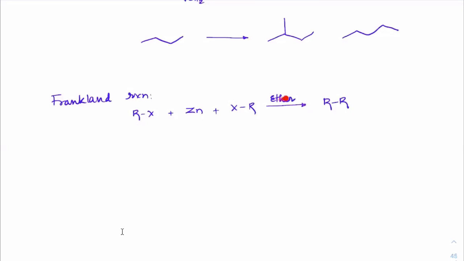I gave you that, but I think instead of ether, I made a mistake of writing ethanol. Please make sure you correct that. Frankland is a reaction just similar to Wurtz reaction, same as Wurtz reaction. So these many reactions are sufficient, students, so you should be able to do well in this.